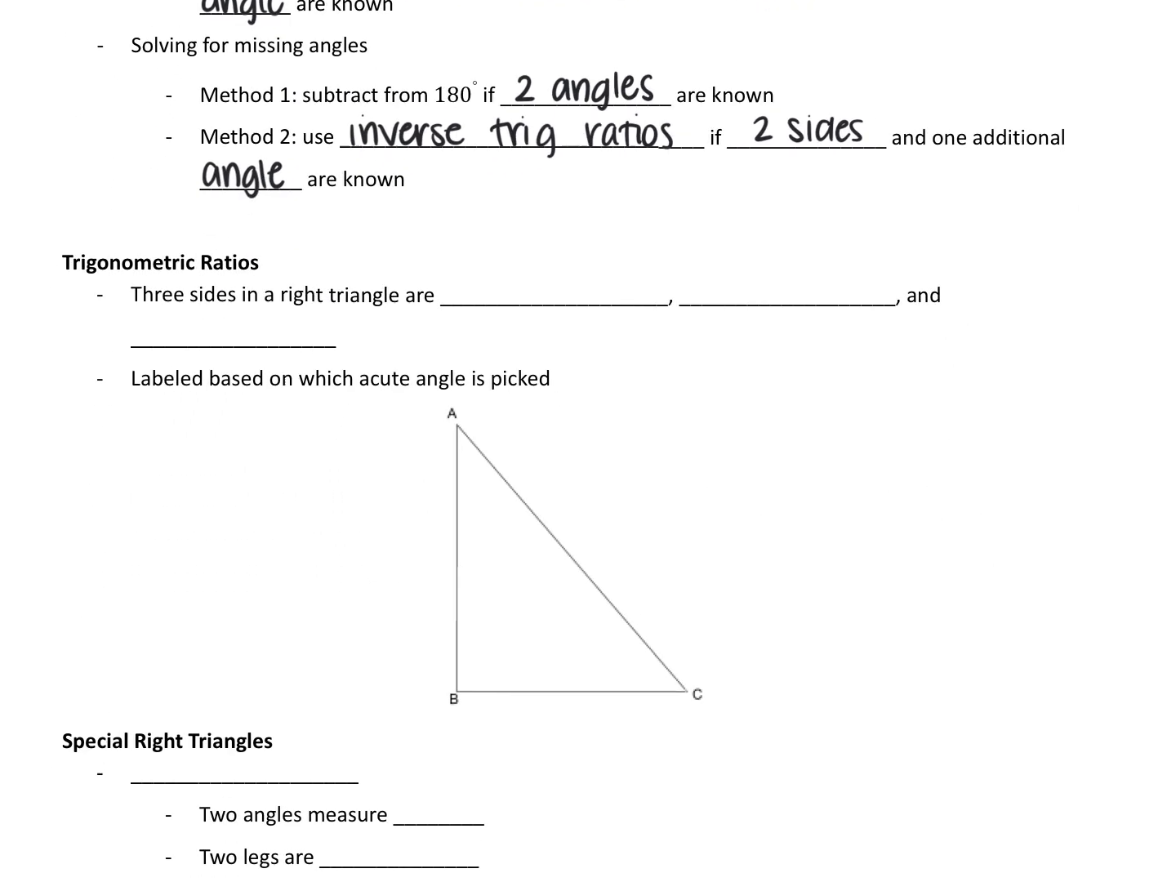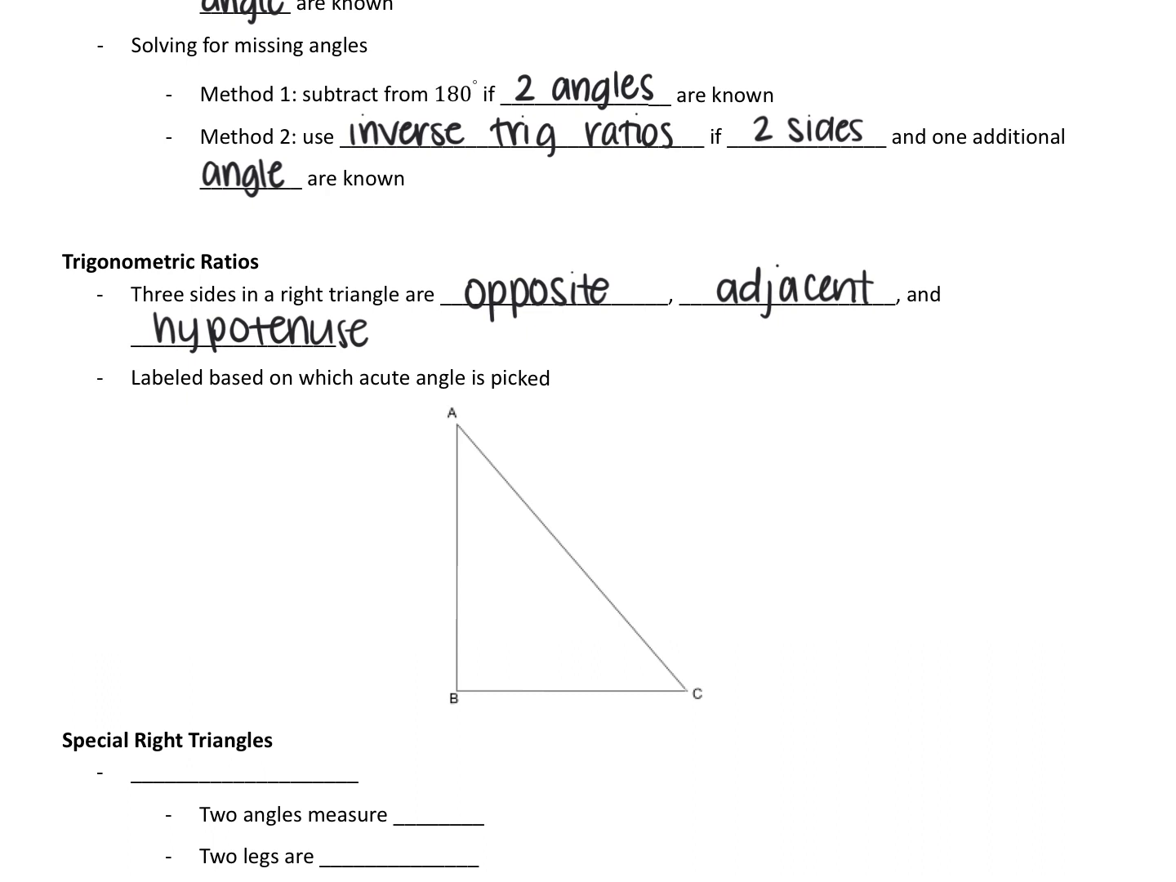So just to review our trig ratios, in your right triangle, the three sides are known as the opposite, adjacent, and hypotenuse. Now, opposite and adjacent are based completely on which angle you're looking at. The hypotenuse is always the same side no matter which angle you're looking at.